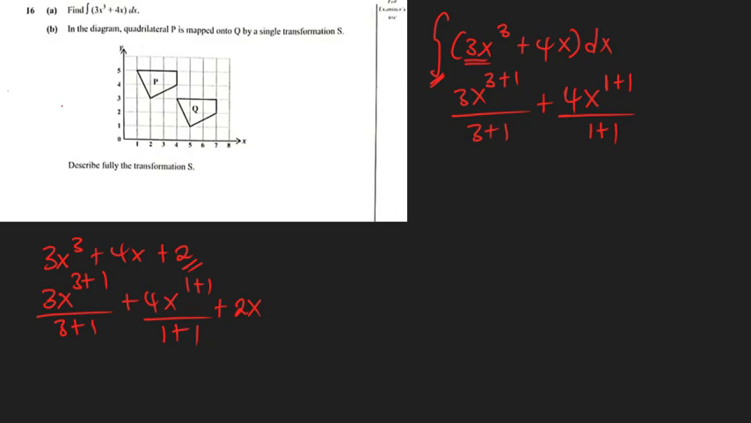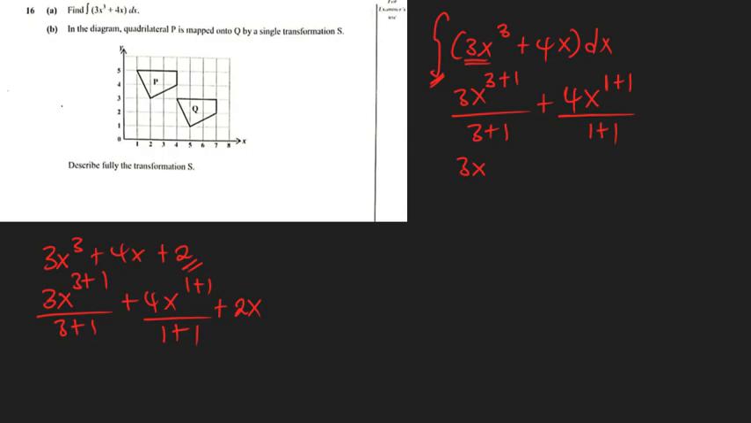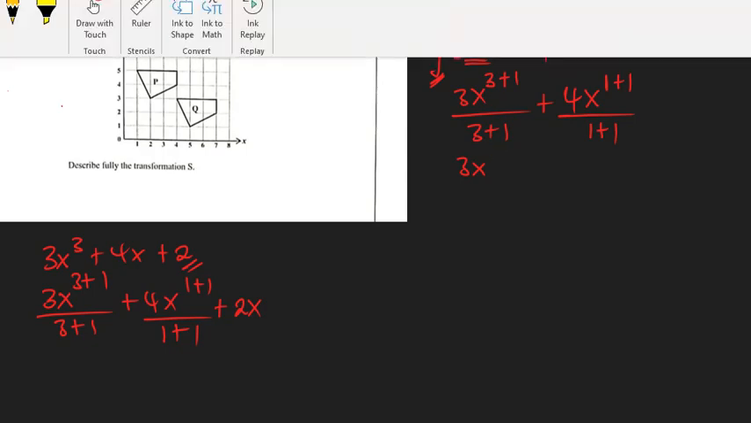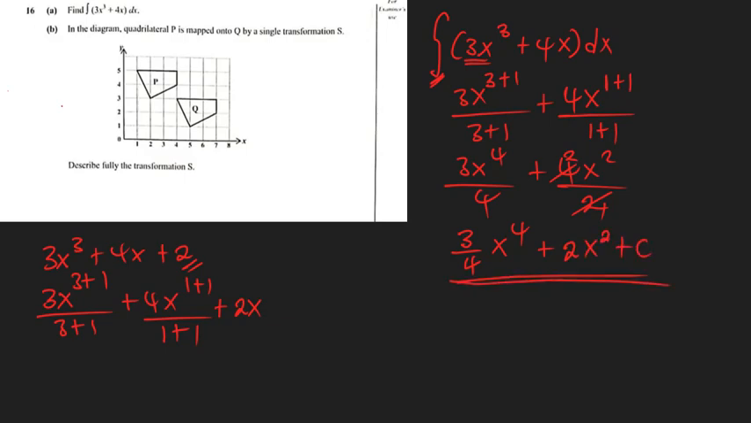So now, what are we going to do here? We're going to have 3x to the power what? 4, over 4. Plus, here we're going to have 4x to the power 2 over 2. Then, I can now make it look nice. 3 over 4 x to the power 4 plus this 2 is going to be 1 there. Here is going to be 2. So this is going to be 2x to the power 2. Then you just add a c and then you get your answer correct.